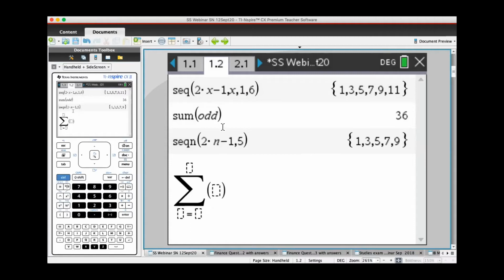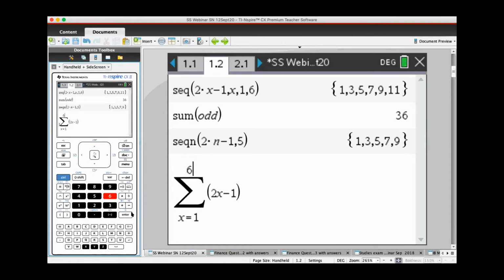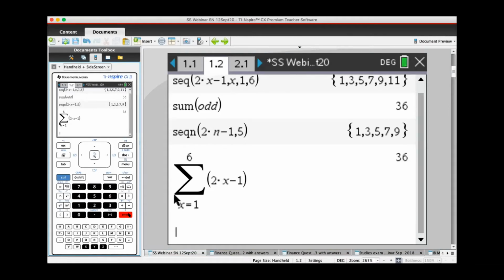So I use the 2x minus 1, right? So the same sequence, I could use any other sequence, right? And I'm going to say my x, since I want to find the sum of the first 6 terms, right? Go in here, click in X and press enter, and you still get the 36, right?